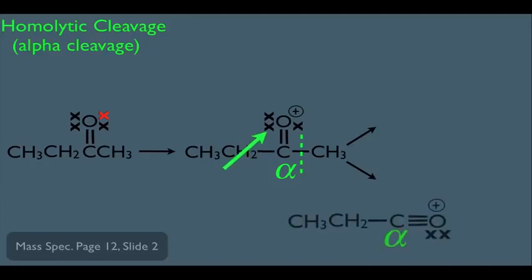What that ends up with is something that looks like this. Notice now our alpha carbon is now triply bonded to that oxygen. And let's look at what happens on the other side of our cut mark.